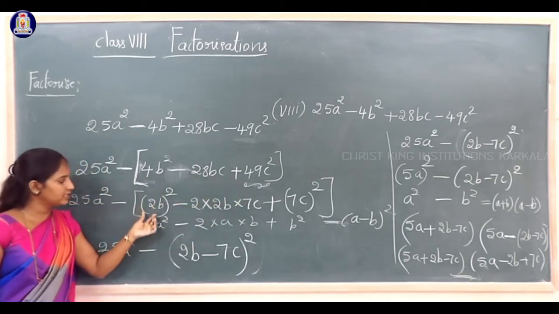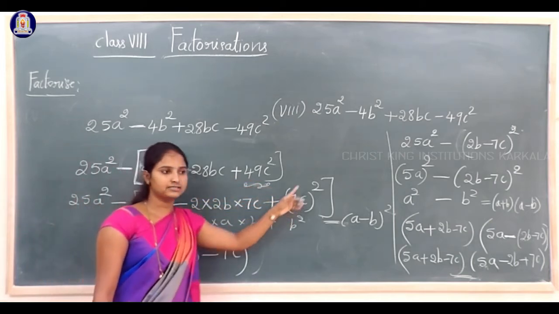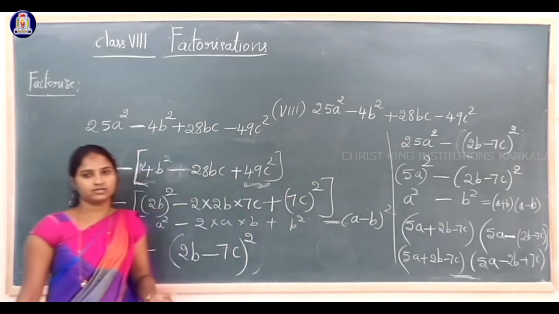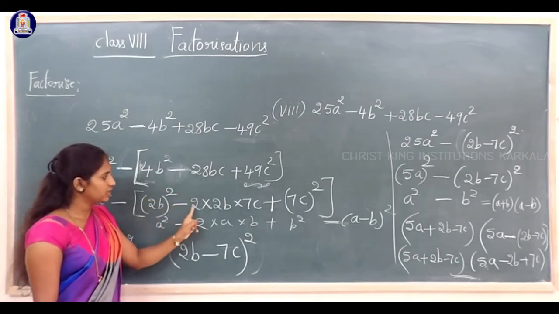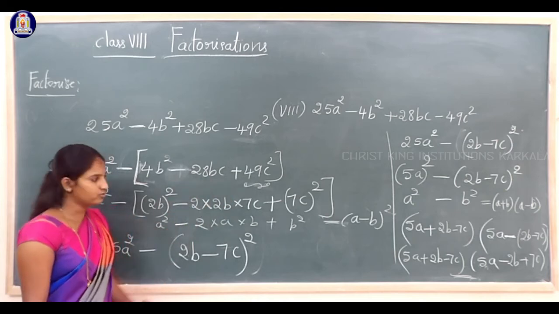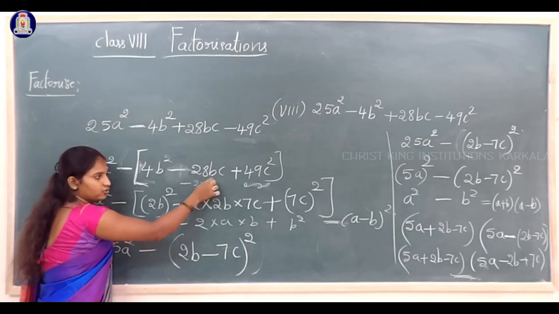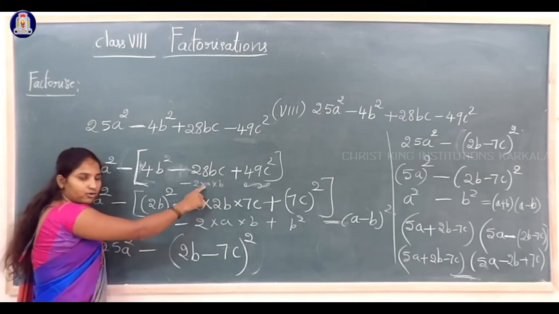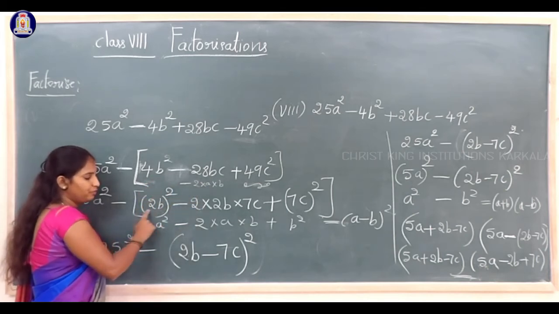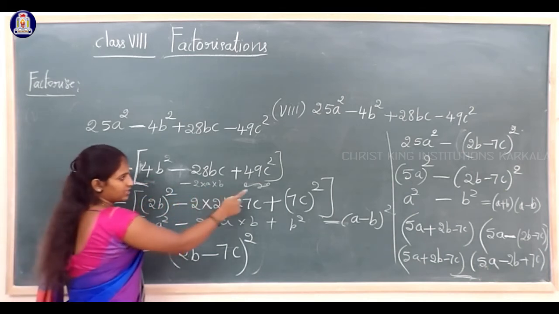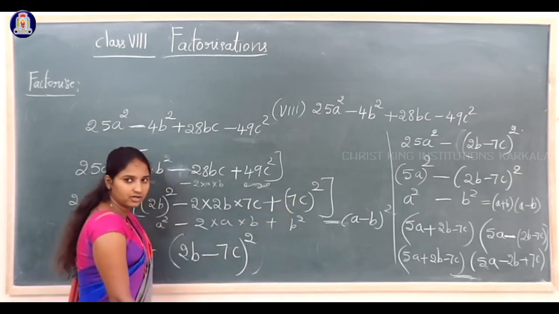So 4 can be written as 2 square, and 49 can be written as 7 square. So that is what a perfect square is. So this is (2b) the whole square minus, expand 28. How to expand 28? Like the formula. See, in the formula we can see 2 into a into b. So a we already know, 2 is there in the formula, write 2 as it is, and a is 2b, and what is b? b is 49, we wrote (7c) the whole square.